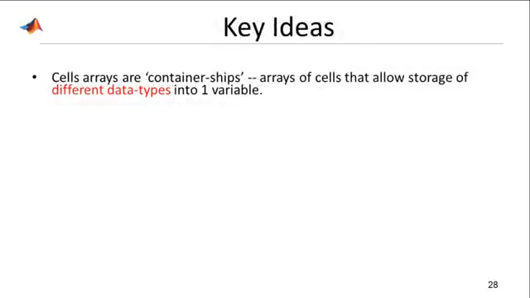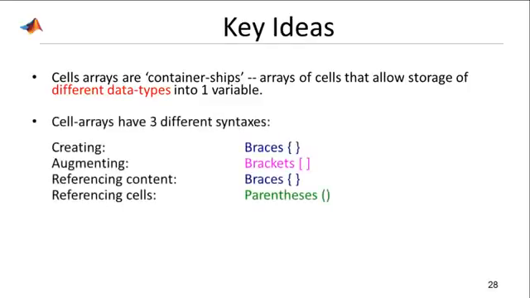The key idea here is cell arrays are containerships, arrays of cells that allow storage of different data types in one variable. We now have to be careful about the 3 different types of braces we can use. Curly braces for creating and referencing the content, augmenting, so making it bigger by regular brackets just like old times, and referencing the cells themselves, so the actual container, using regular parentheses.